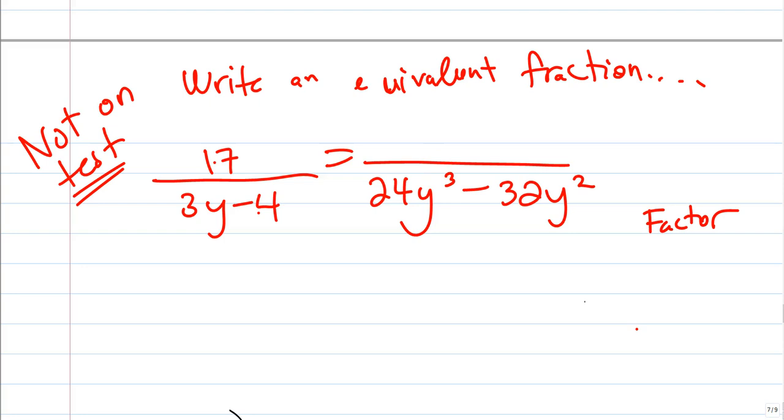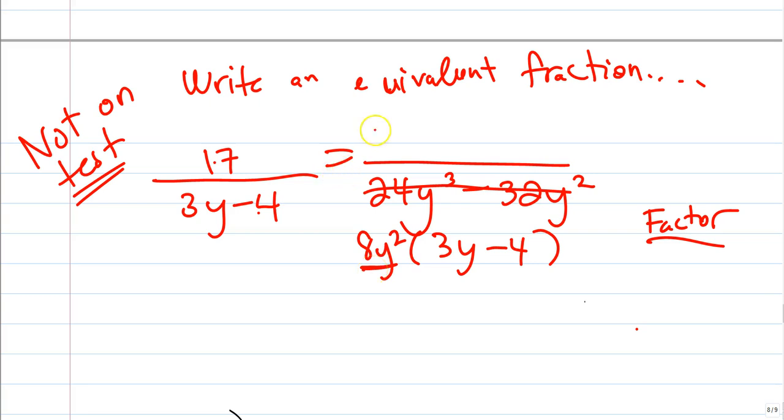Okay, well, these denominators are not the same. Could we make them the same? How could I turn 3y minus 4 into 24y cubed minus 32y squared? It's hard to compare them the way they are, so we factor the denominators. This 24 and 32 are both divisible by, I think, 8, and they both share 2 y's. What does that leave us with? 3y minus 4. So really that 24y cubed minus 32y squared is just 3y minus 4 times 8y squared.